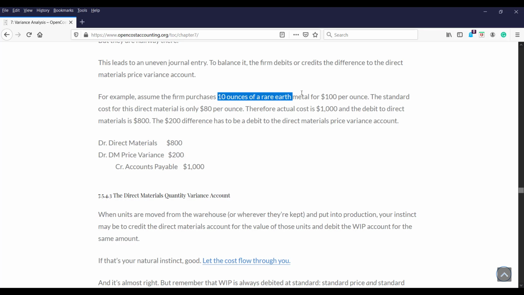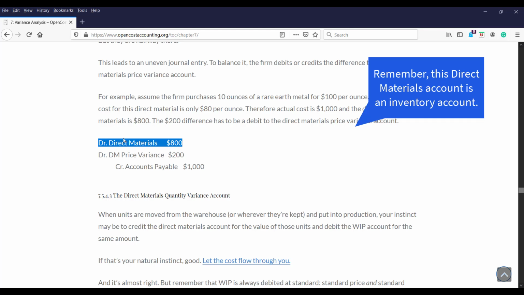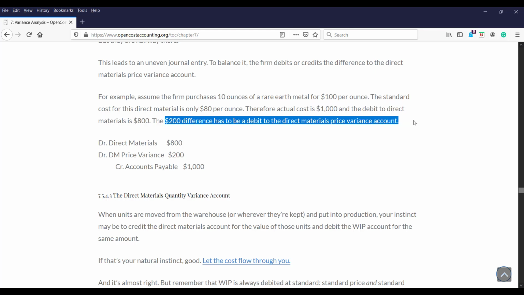We have 10 ounces of rare earth metal for $100 per ounce. That means we paid $1,000. We would think we'd only pay $80 per ounce. That's our standard. And so 80 times 10 would give us the 800 that we're going to record in direct materials or raw materials. This is the amount reflecting in the value in the warehouse once we purchase it. And the difference is 100 minus 80, $20 per ounce, times 10 ounces, 200.